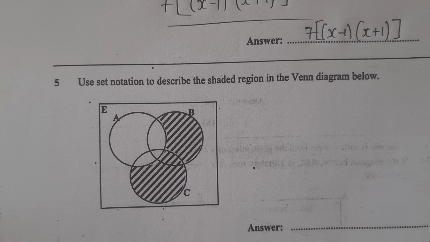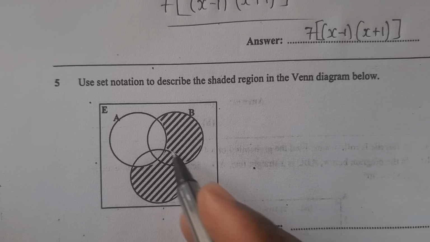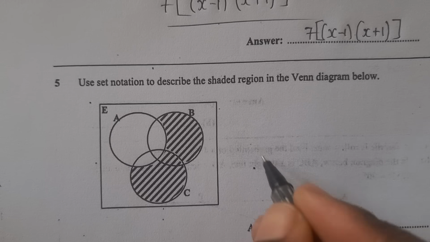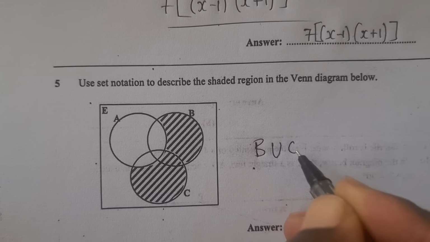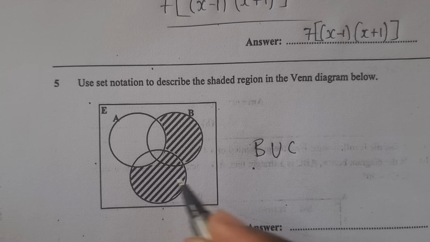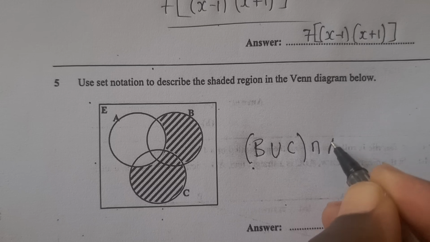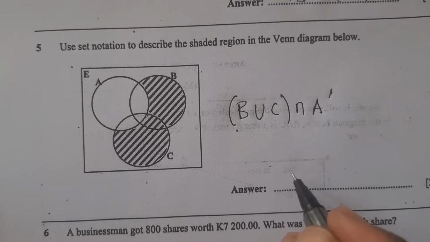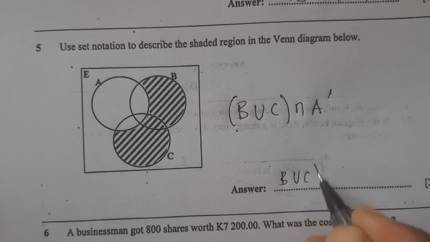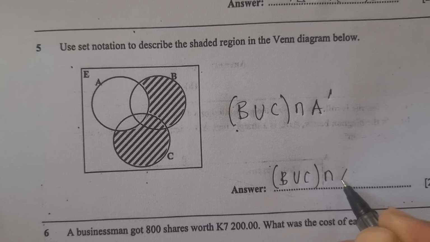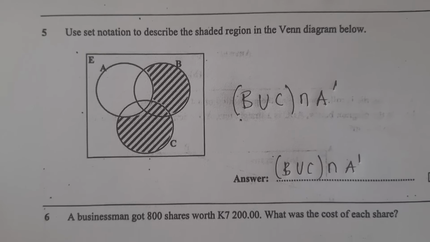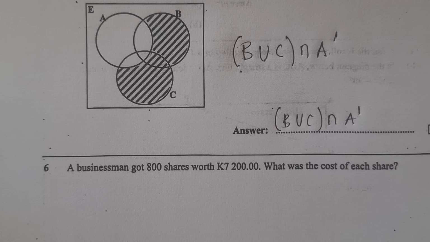It's under sets here. Using set notation, describe the shaded region in the Venn diagram below. If you're able to see nicely, this is B union C, and then intersect A complement. So you write (B ∪ C) ∩ A′. The next question is right over here.